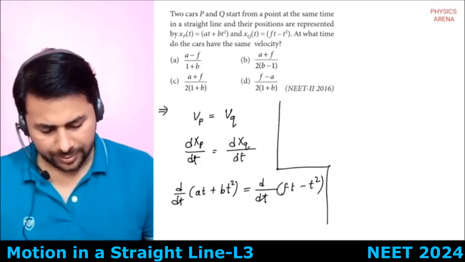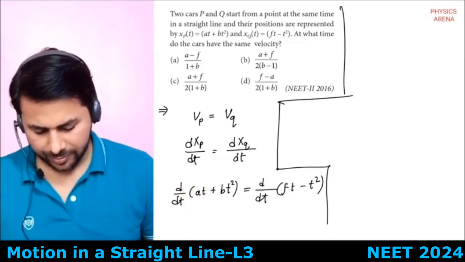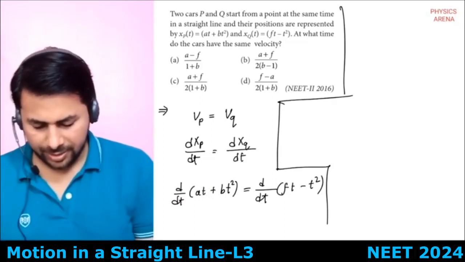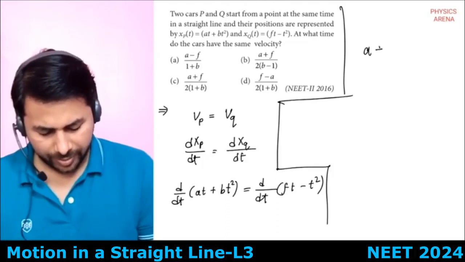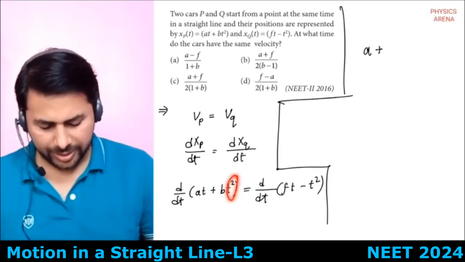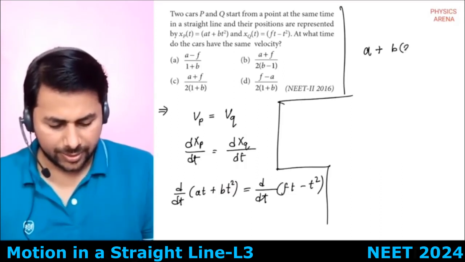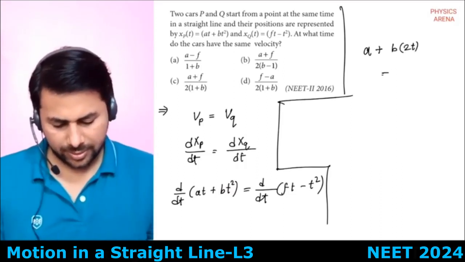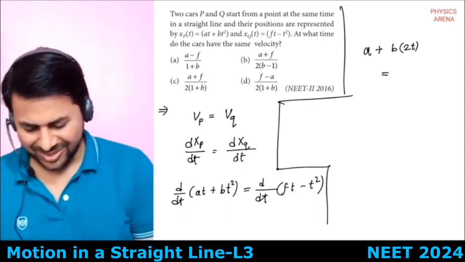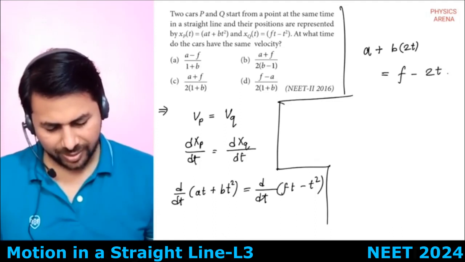Okay, then we have derivative of this thing. So a is a constant, I can take it out, then it will be dt/dt, dt/dt is 1, so I have a plus derivative of bt², so b I can take out, then it will be derivative of t². So derivative of t² is equal to 2t, right? Is it option D, sir? Let's check. Yes, sir. So then, okay, very good. So then this will be f minus 2t.